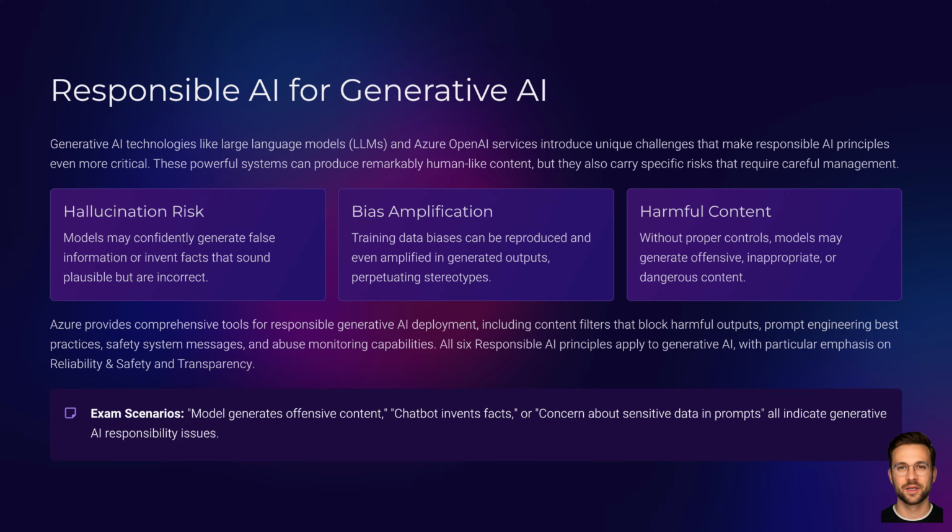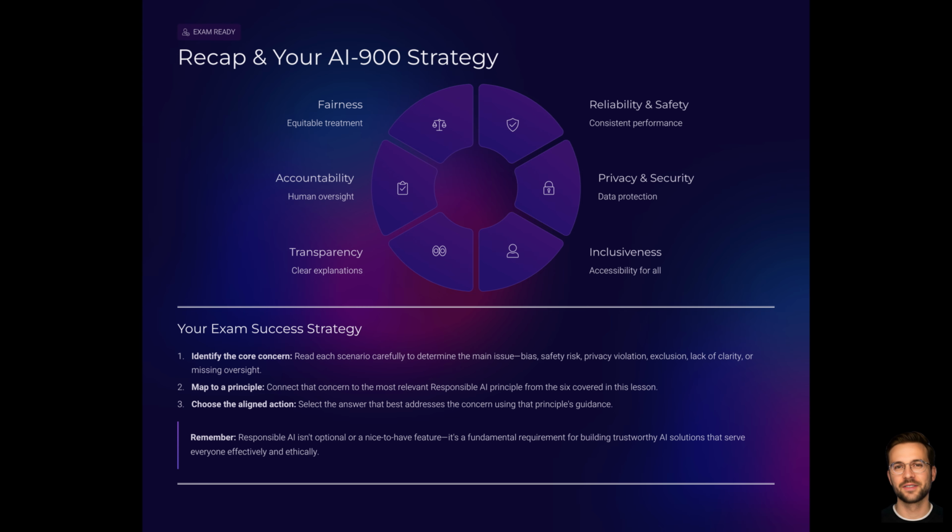Recap and exam strategy. Let's recap what you learned in this lesson. You saw that Microsoft's responsible AI framework is built on 6 principles. Fairness, avoid unjust discrimination. Reliability and safety, make systems work as intended and handle failures safely. Privacy and security, protect user data and resist attacks. Inclusiveness, design AI that benefits diverse users and supports accessibility. Transparency, help people understand how the system works and its limits. Accountability, keep humans and organizations responsible for AI outcomes.